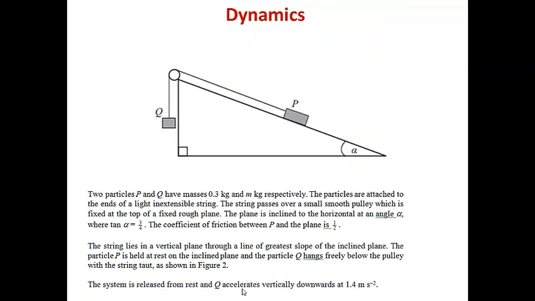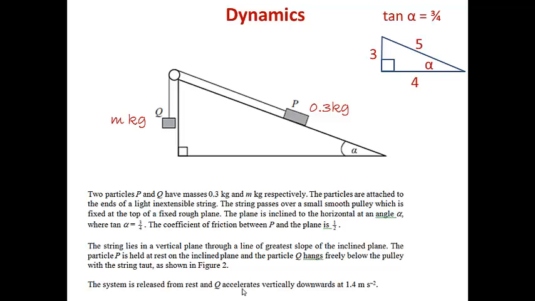Let's look at a dynamics question. Two particles, P and Q, have masses 0.3 kilograms and m kilograms respectively. So we mark that on the diagram. The string passes over a smooth pulley that is fixed at the top of a plane. The plane is inclined to the horizontal at an angle of alpha, where tan alpha is 3/4.